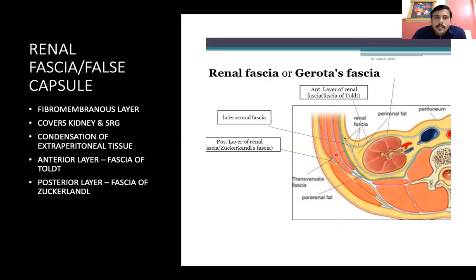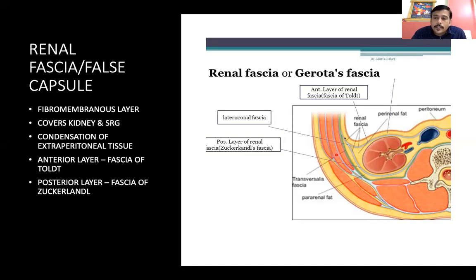Next one is the renal fascia or the false capsule. It is called the false capsule. It's a fibromembranous layer. It covers the kidney as well as the suprarenal gland, whereas the true capsule covers only the kidneys, not the suprarenal gland. Whereas the renal fascia or the false capsule will cover both the kidneys as well as the suprarenal gland. It is nothing but the condensation of the extraperitoneal tissue.